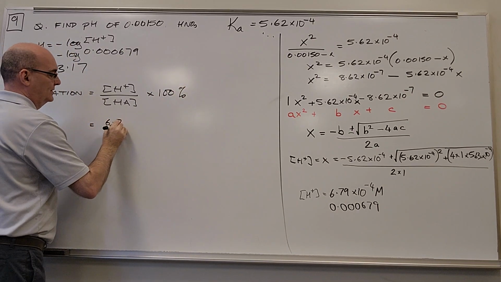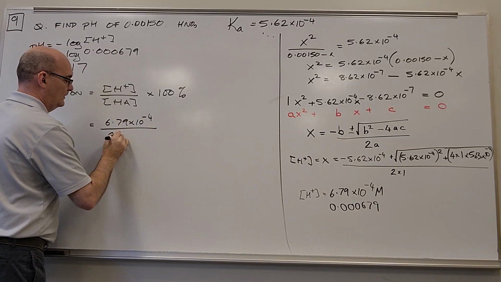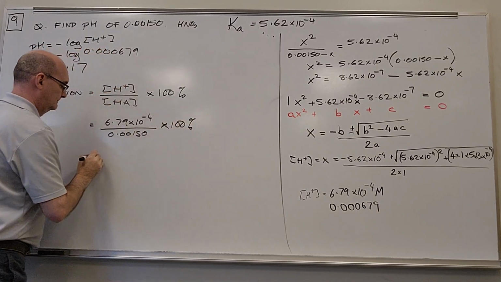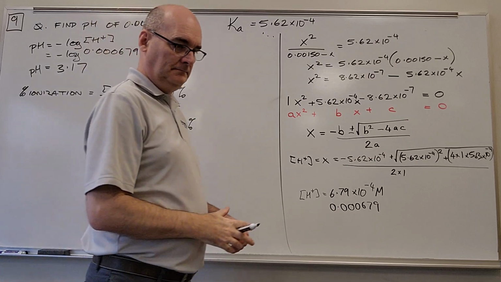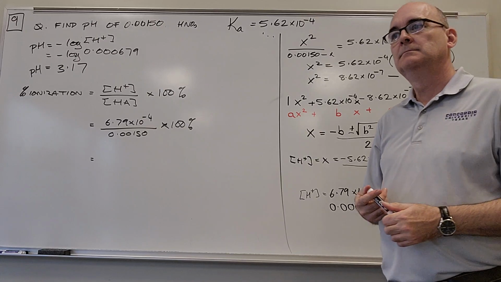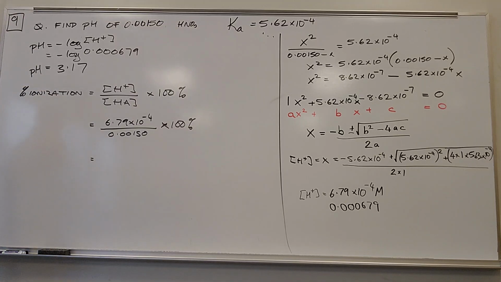This would be 6.79 times 10 to the negative 4 divided by 0.00150 multiplied by 100. I got a pretty good size number for percent ionization. 45.27%. Really? Yeah.